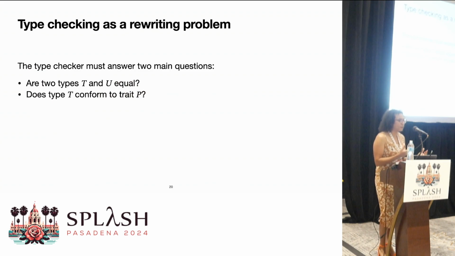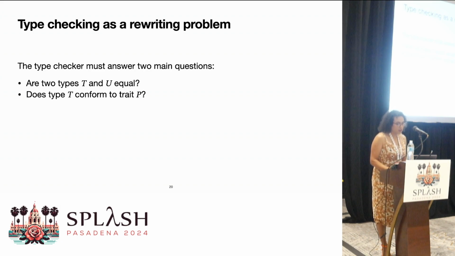Well, the idea is roughly to reuse the translation that we just defined, just in the other way around. We want to express type checking as a rewriting problem. And more precisely, there are two questions that we need to answer. Are two types equal? This is the obvious first question. And the other one is, does this type conform to a particular trait?